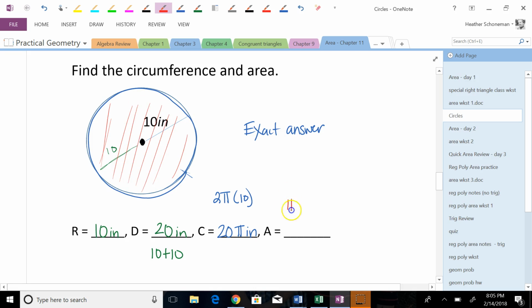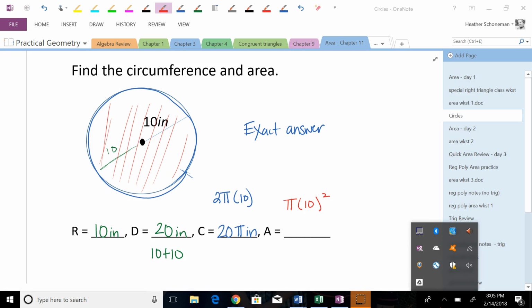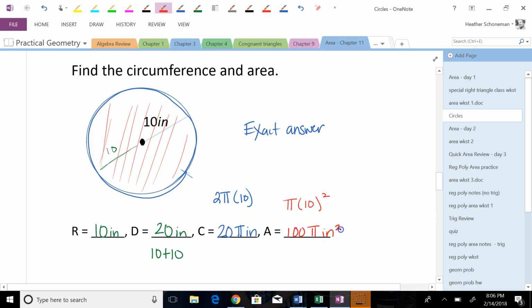So the area formula, there's only one option, pi times the radius squared. Well, we know the radius is 10. The only thing that we're going to square is the 10, so this becomes 100 pi, and the label is inches squared. We're doing area. And we've done areas before, and it's always going to be inches squared.